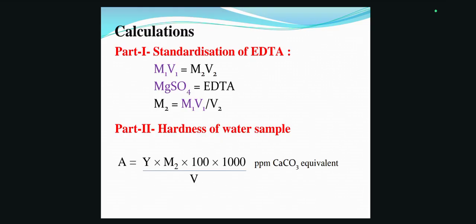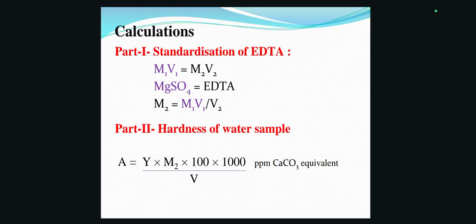formula M1 V1 equal to M2 V2, and hope you remember that in part 1 we got a burette reading X ml, and X ml is the amount of EDTA that you added from the burette into the conical flask for getting a blue color solution. So that is the quantity of chemical that we added from the burette into the conical flask. Up to what point did we add? Till the wine red color changes to blue. So that quantity of EDTA is X ml. Okay, and M2 is the molarity of EDTA.